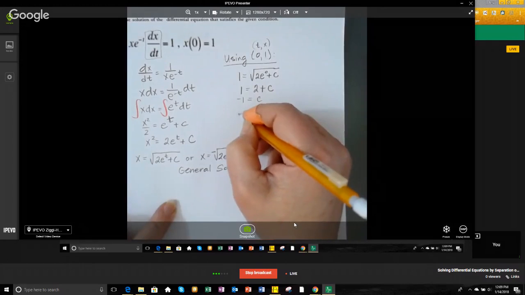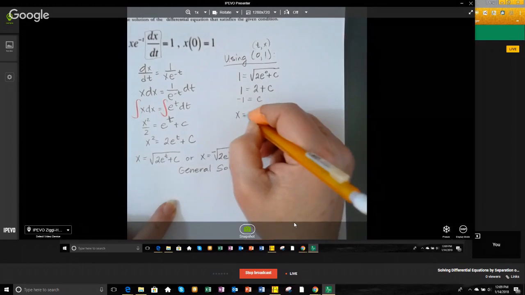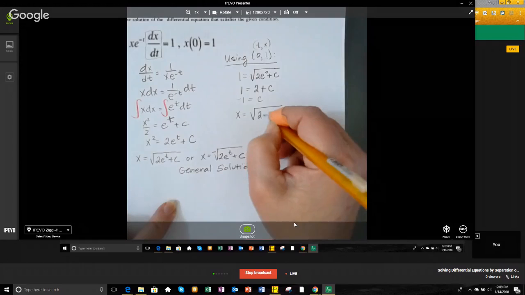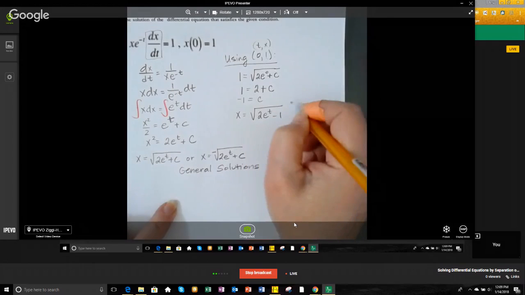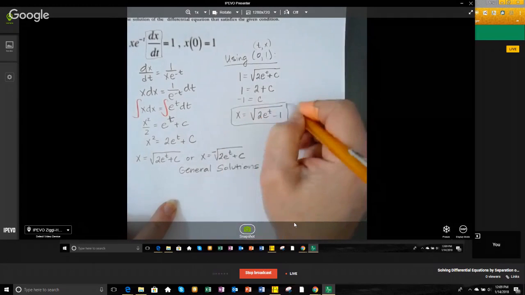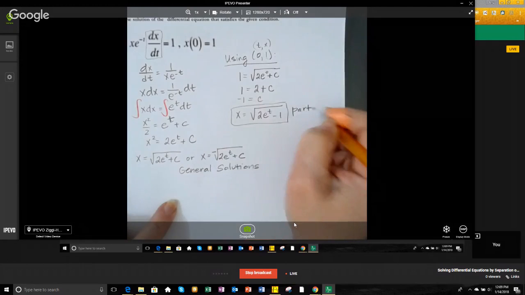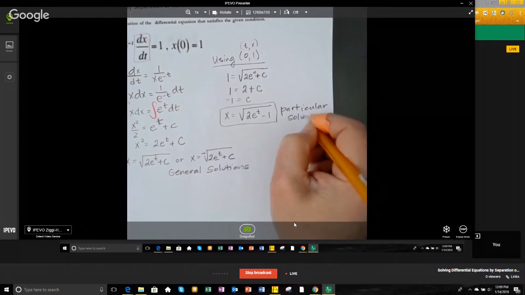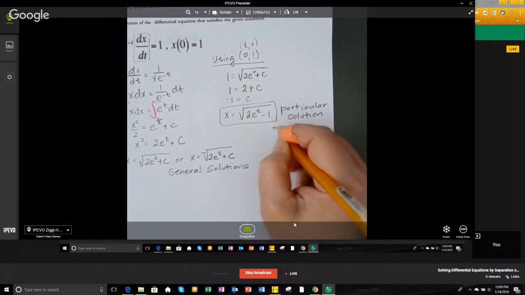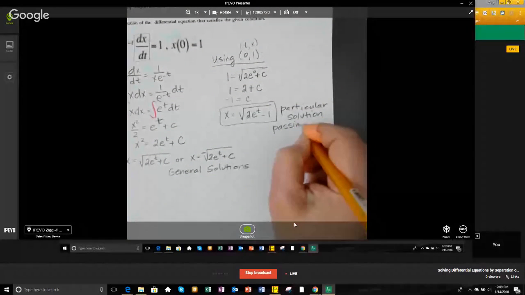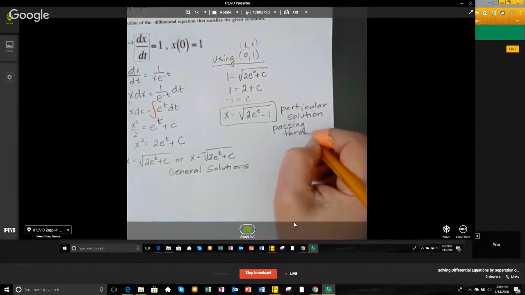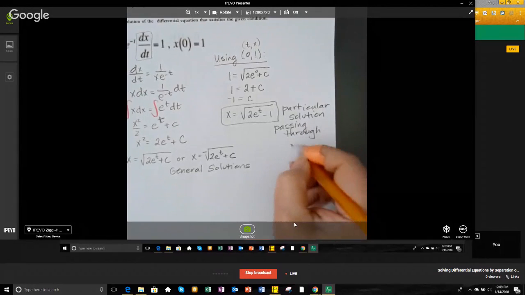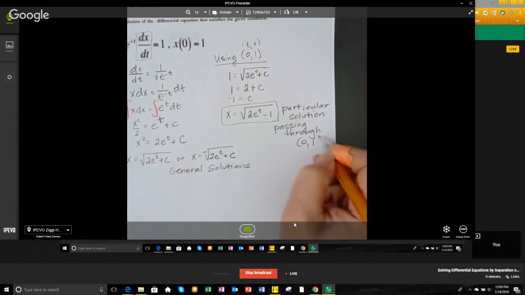So our particular solution is going to be x equals the square root of 2e to the t minus 1. This is our particular solution, passing through 0, 1.